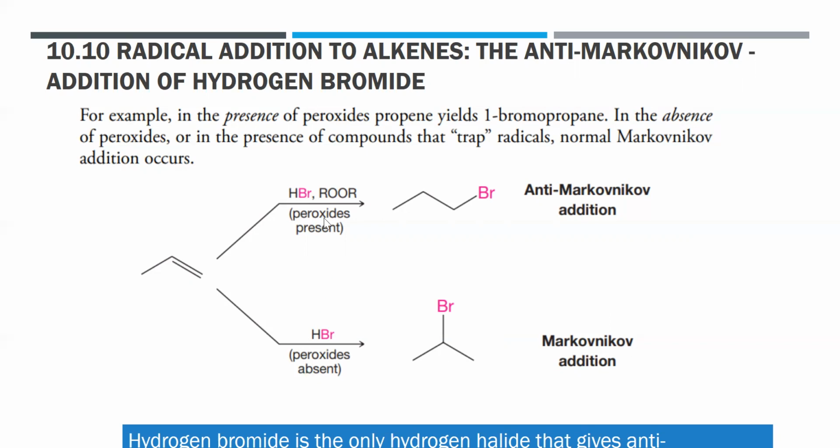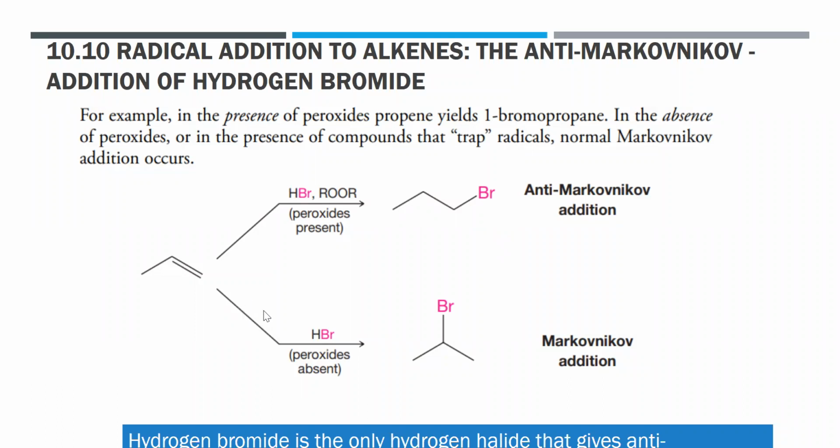Okay, but in the presence of the peroxide, even if this carbon contains a higher number of hydrogens, it follows the anti-Markovnikov addition. So the hydrogen is not added there, but instead the bromide is. The hydrogen is added to the carbon containing a fewer number of hydrogens. So anti-Markovnikov's rule is the reverse.